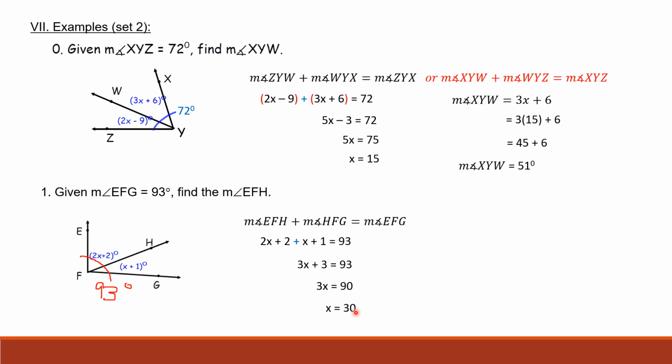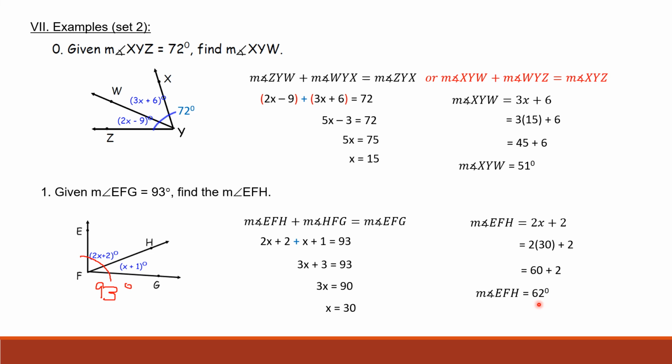We're almost done. Not quite. Which angle are they looking for? They're looking for the measure of angle EFH, so we write that down so we can tell whoever's reading our work that we know what we're looking for. We're going to substitute in 30, so 2 times 30 plus 2. Order of operations says multiply, so 60 plus 2. And so the measure of angle EFH equals 62 degrees.